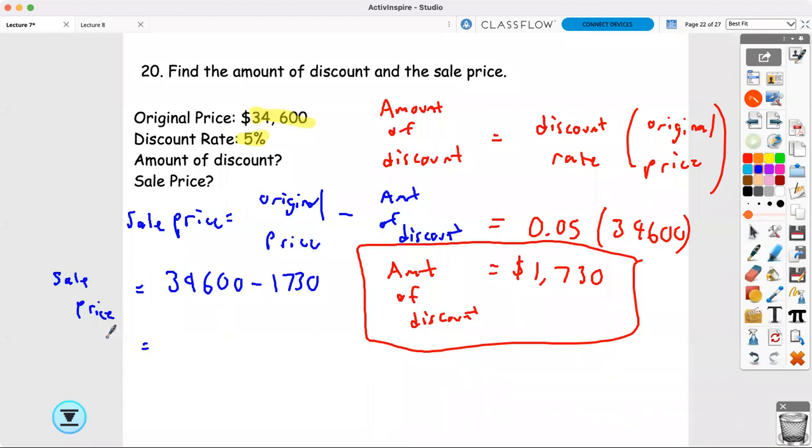So we use our calculator, right? Because we're not geniuses with our mental math, right? We don't have to be good at math. Being a calculator doesn't make you a better mathematician. So our sell price will be $32,870.